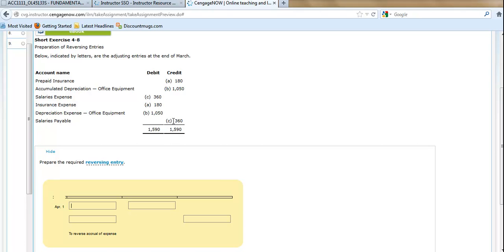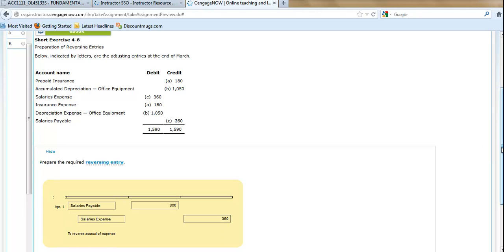So since we credited salaries payable, reversing means to do the opposite. We're going to debit salaries payable in the amount of $360. And then since we debited salaries expense, we're now going to credit salaries expense in the amount of $360.